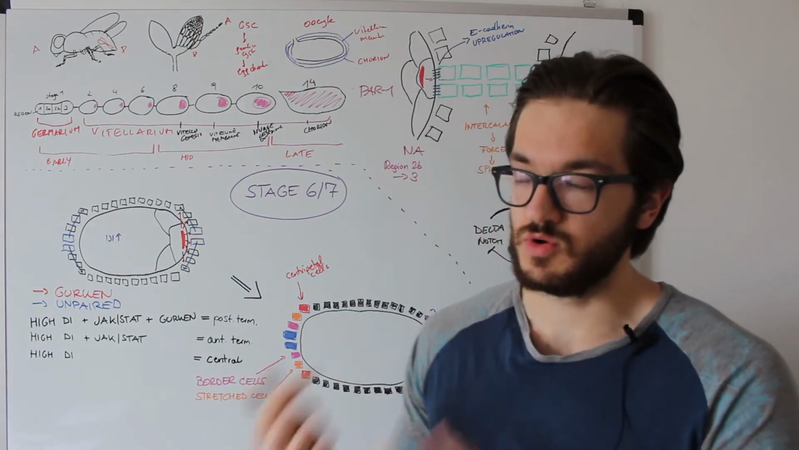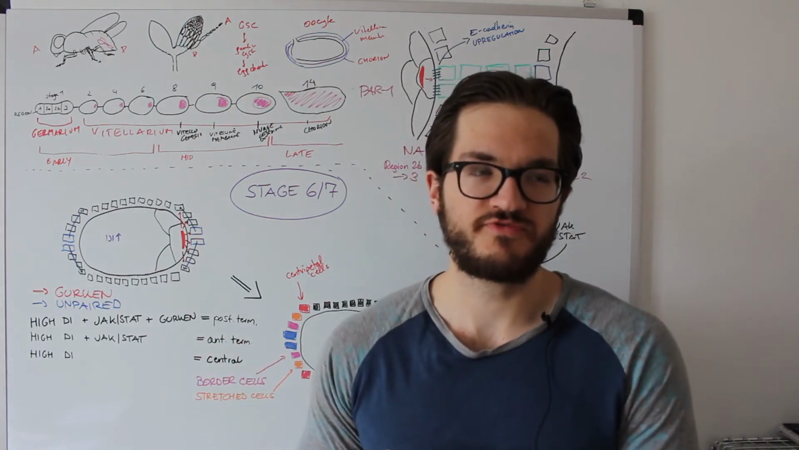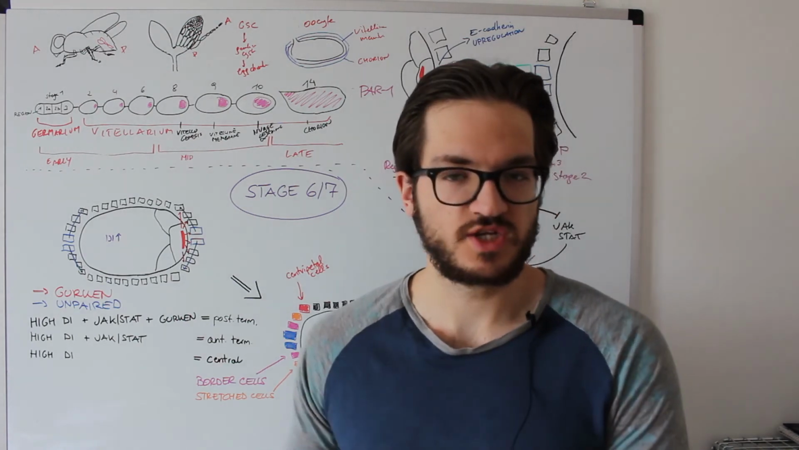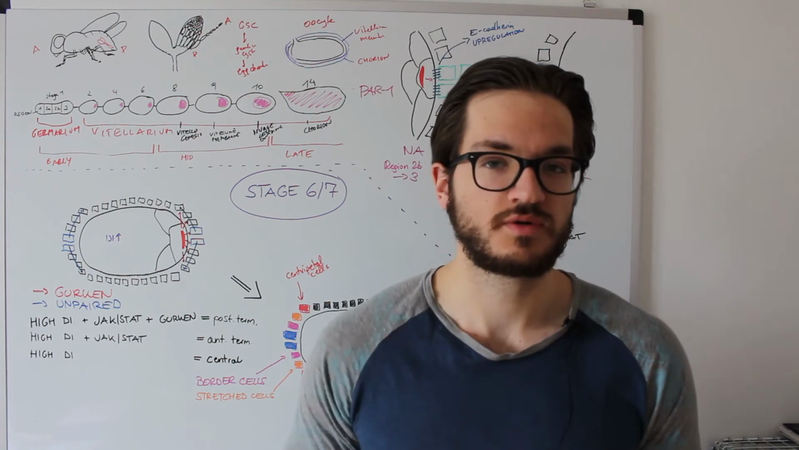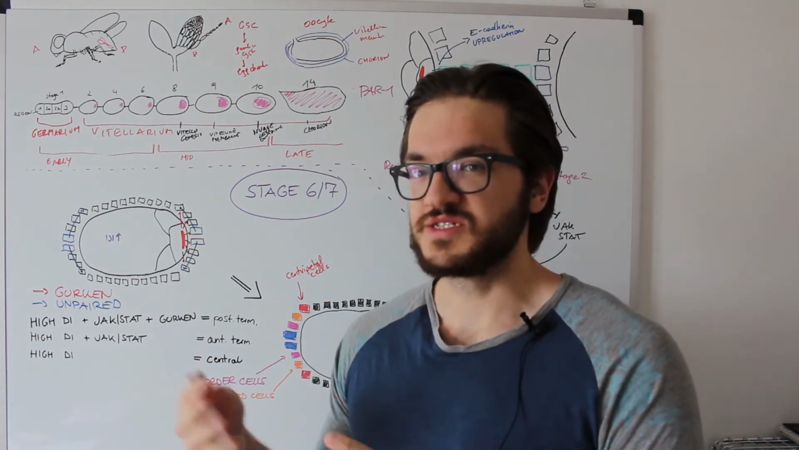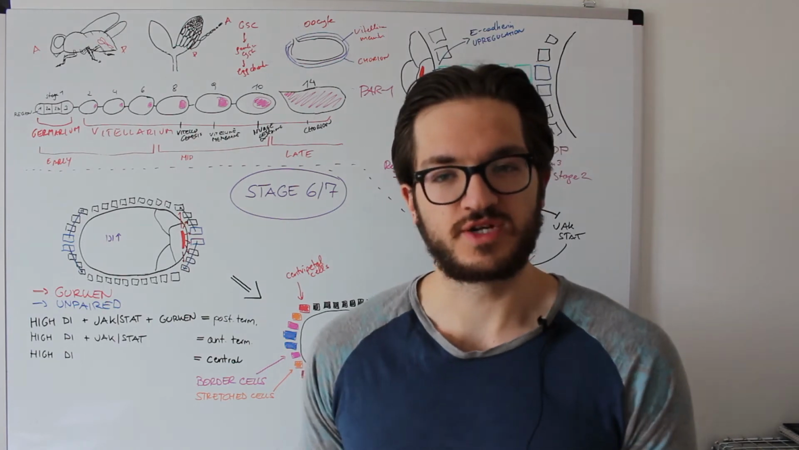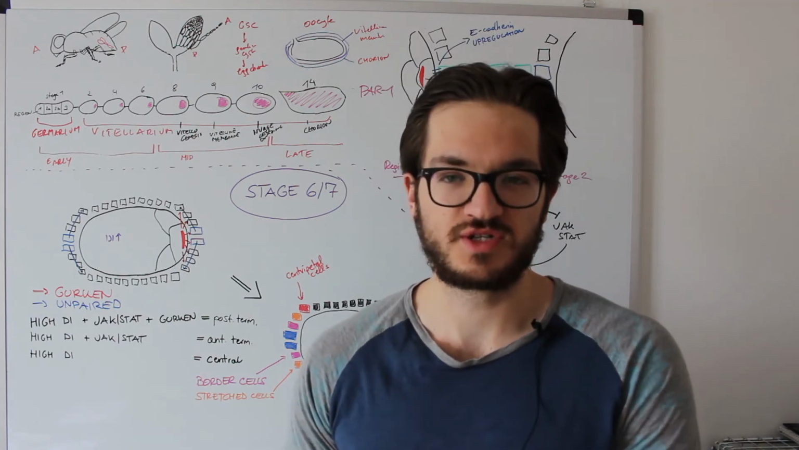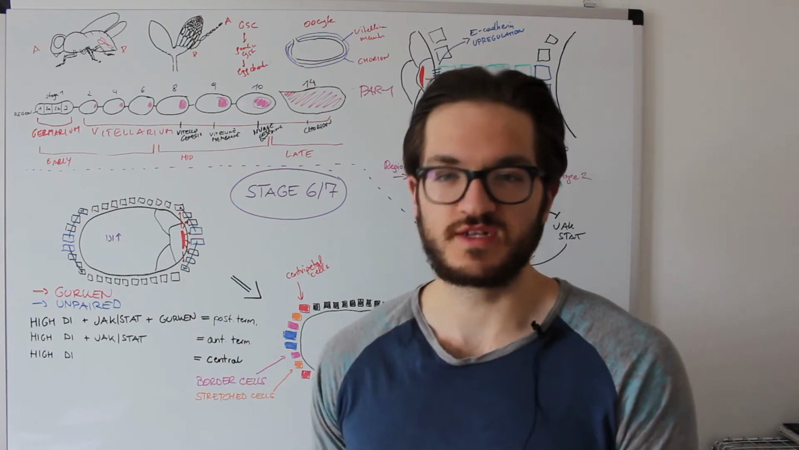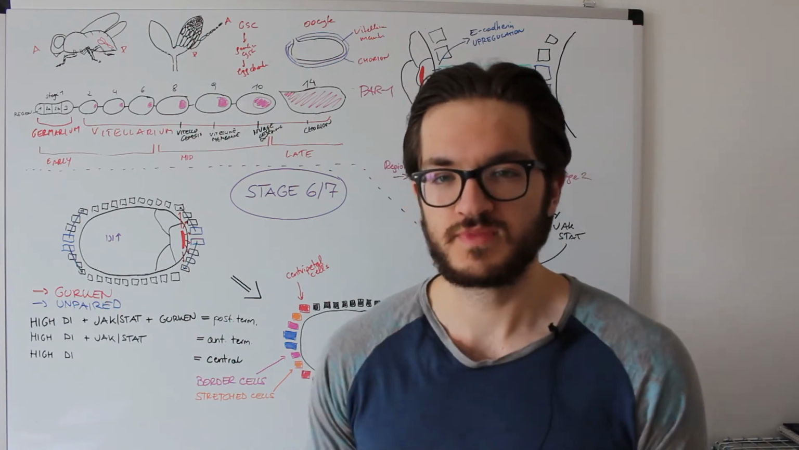That is early delta notch signaling and responsible for anterior polar cell differentiation and also for stalk differentiation. The other thing is late delta notch signaling. Late delta notch signaling is responsible for differentiation of the epithelial follicle cells later, around stage 6 to 7, within the vitellarium and not within the germarium.